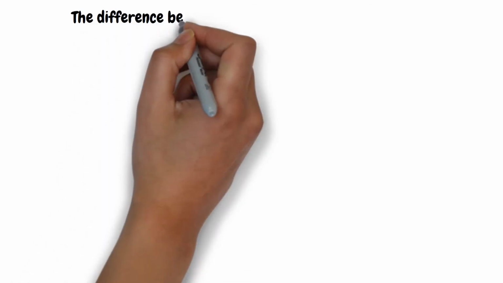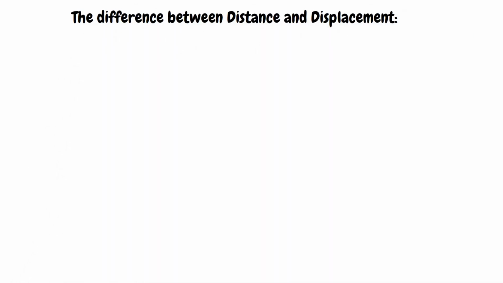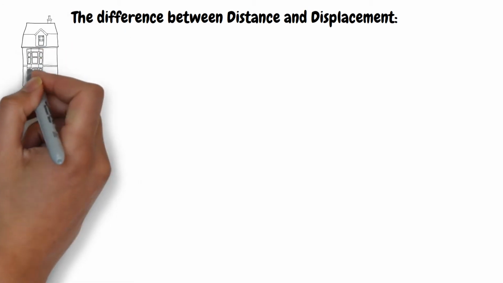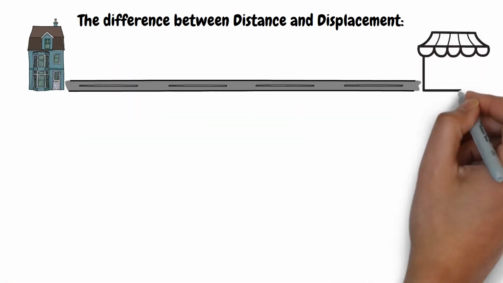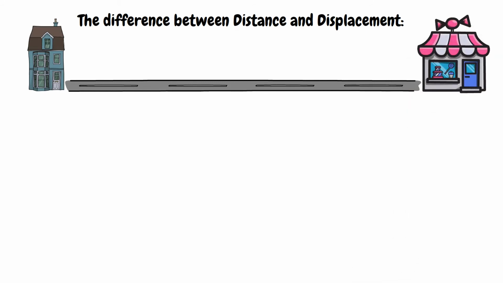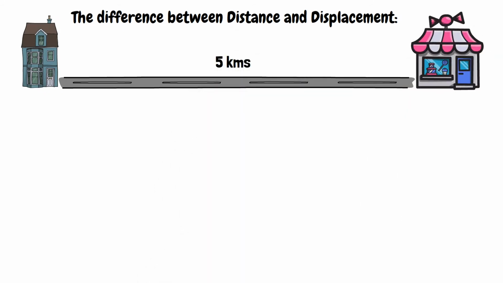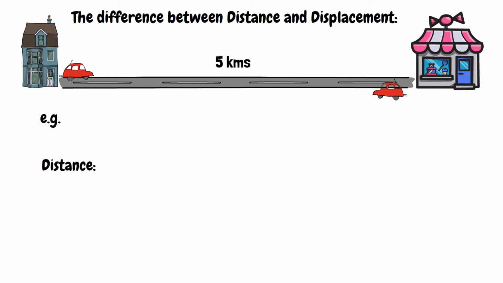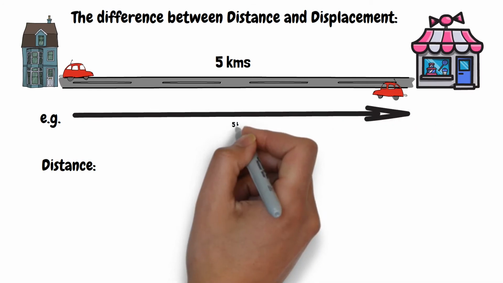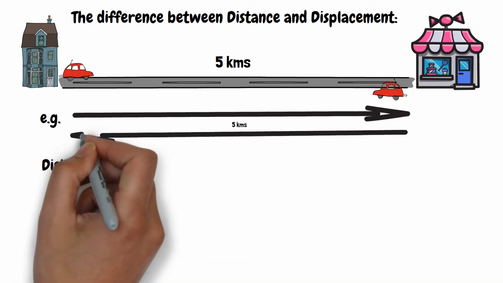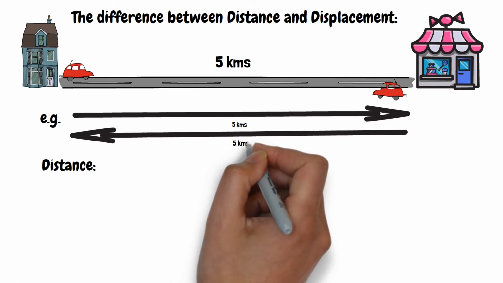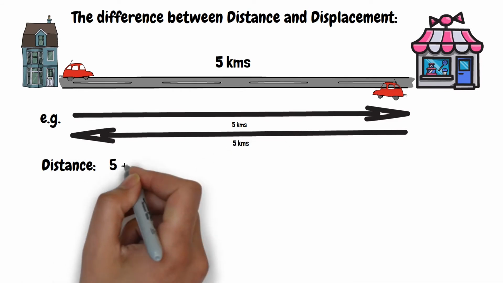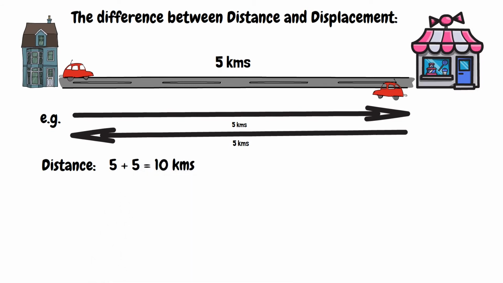So here's another example to determine the difference between displacement and distance. Here's my scary house, with some road and a shop. From the house to the shop, it takes 5 kilometers to get there. If I need to travel to the shop and back home, what will be my distance? Please take your time to think about this. Pause the video if you need to. So the distance is, it takes me 5 kilometers to get there and 5 kilometers to get back. So the total will be 10 kilometers.